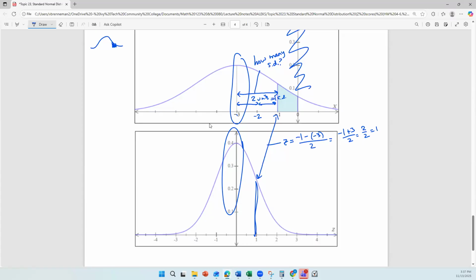Then for this next line, I look at it and say, well, that's 1 more unit. If 2 units is 1 standard deviation, then 1 unit is 1/2 standard deviation. So I go another half standard deviation here. From 1 halfway to 2 is this next line.